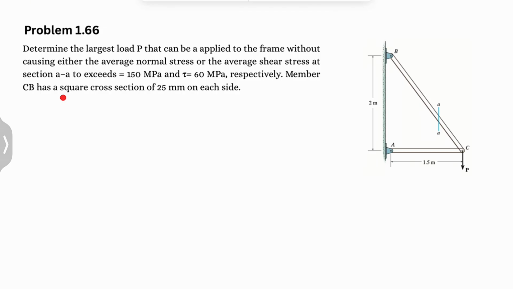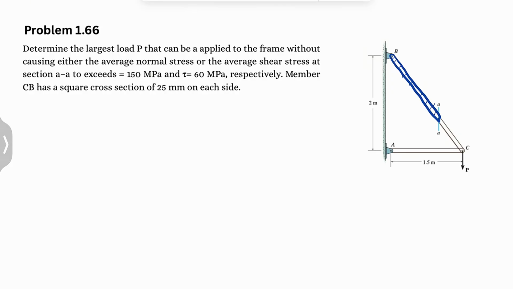We need also the member CB has a square cross-sectional area of 25 millimeter on each side. So we have the area, we just have to figure out the force in that member in order to solve this question. So basically what we need to do, we know our cut is this AA section, and we're going to be dealing with this part of the section because it's easier, and because this member BC is also a two-force member, the force will be along the line that connects B and C.